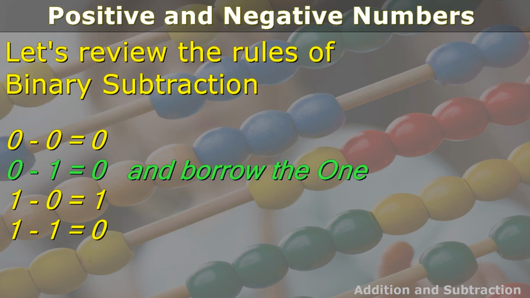Now, let's look at binary subtraction and review these rules. 0 minus 0 is 0. 0 minus 1 is a 0, but we have to borrow the 1 to literally make that 0 a borrowed 1, almost like a 2. And then 1 minus 0 is 1, 1 minus 1 is 0. So those rules are pretty straightforward except for borrowing.